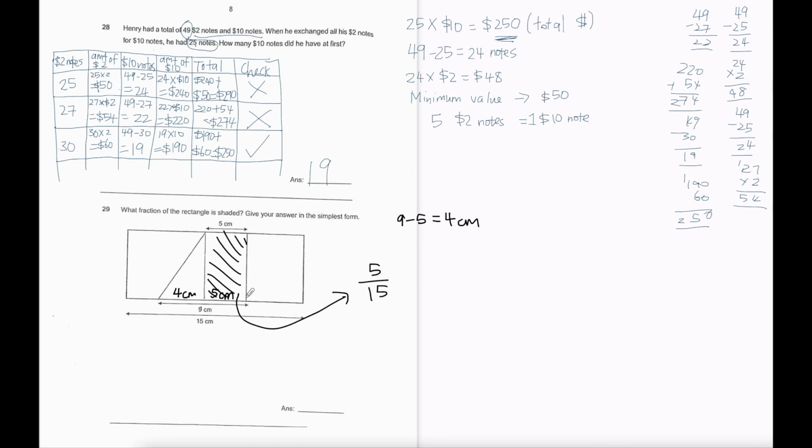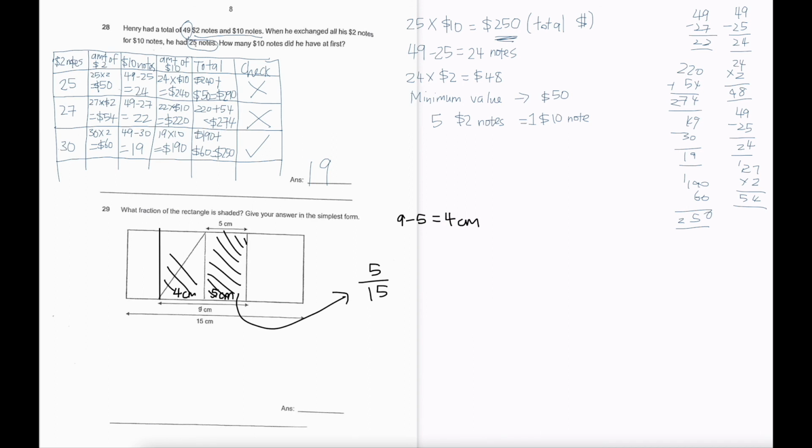Okay? So I'm going to move on to this triangle here. I'm probably going to draw a line so that you guys can see it clearer. If I draw a line up, do you realize that if I were to shade it, it would mean that 4 out of 15 is shaded, correct? Because if this is 5 out of 15, this will be 4 out of 15. Can you see? But it's a triangle, so we have to half it.